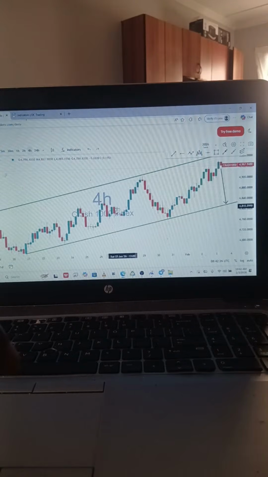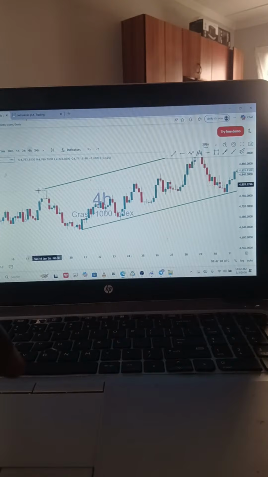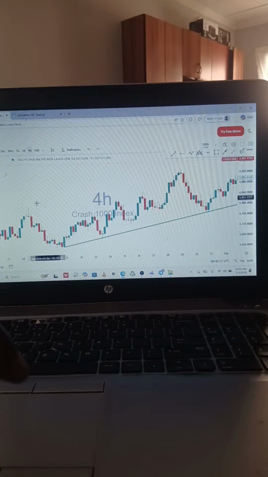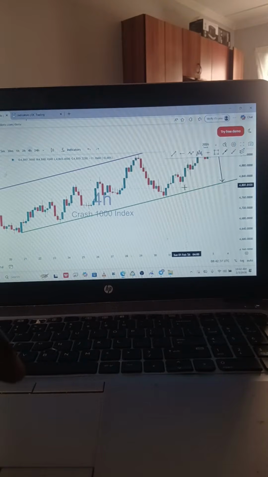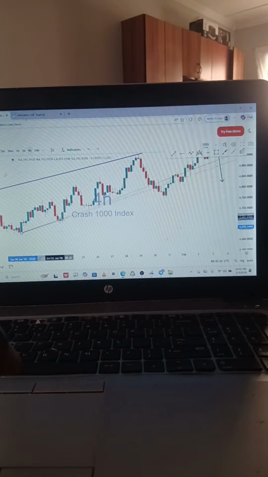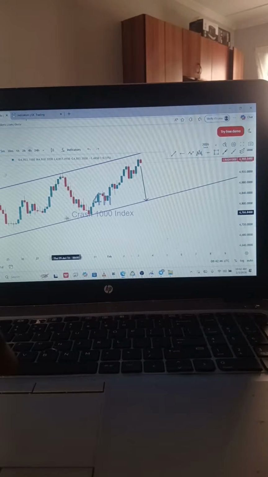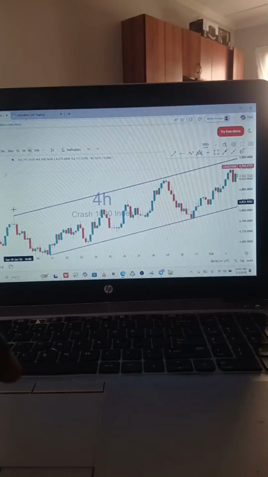Okay, so the channel, I think from the H4, it's now forming perfectly here. Let me use the continuous lines. From the H4, price is moving in a channel, which makes it very, very easy for you to trade. You know that if it hits the upper trend line, there's a possibility that it will target the lower trend line, something like this. So H4 gives us a very clear picture of what is taking place in Crash 1000.